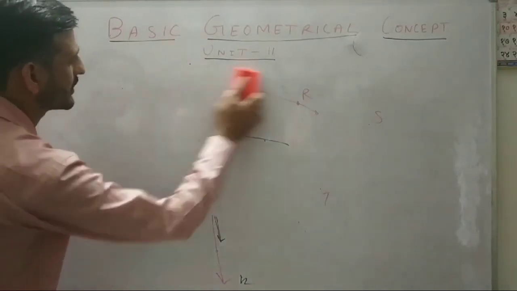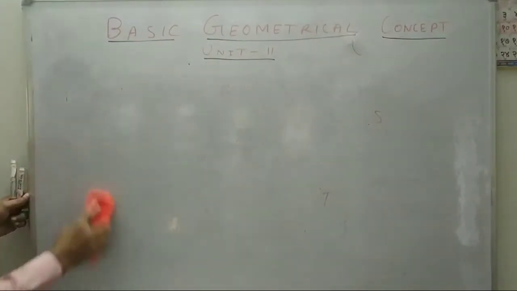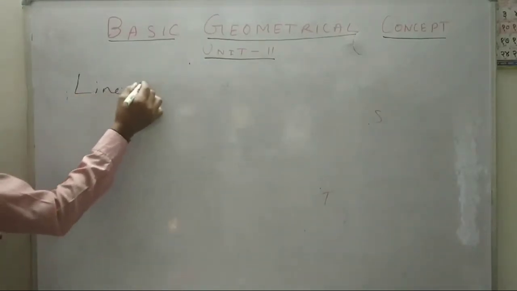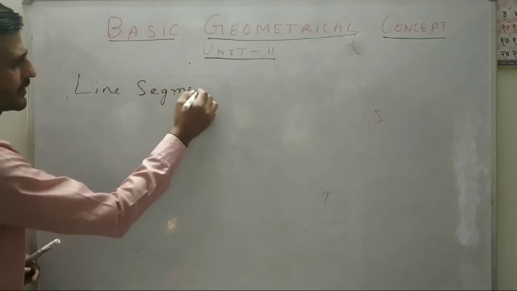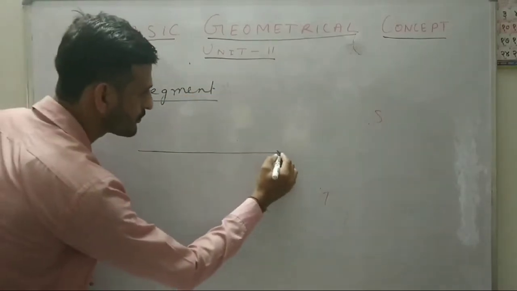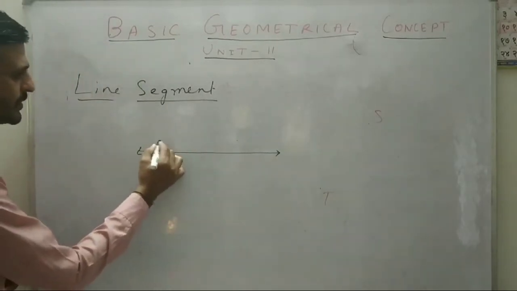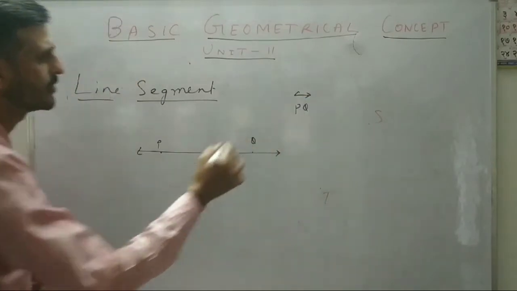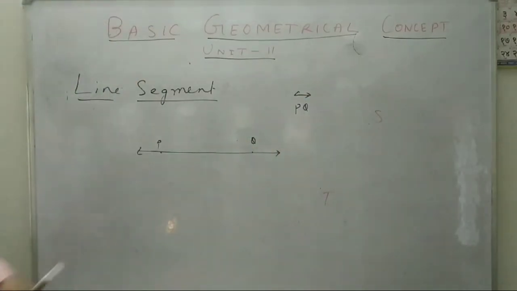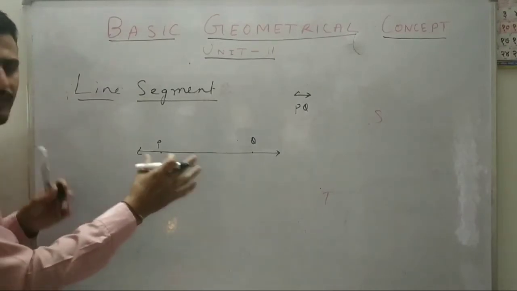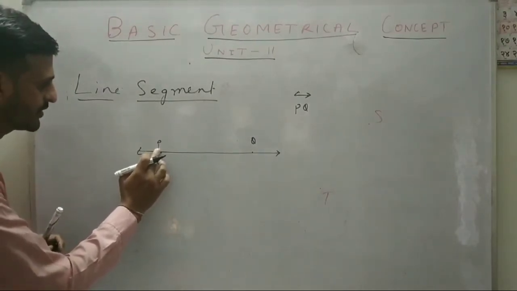Line segment. What is a line segment? See, the next part is line segment. We have a line. Suppose this is line PQ. So we can say that this is line PQ. A line segment is a part of a line. So if you take any part from this line, suppose we are taking this part from this line.